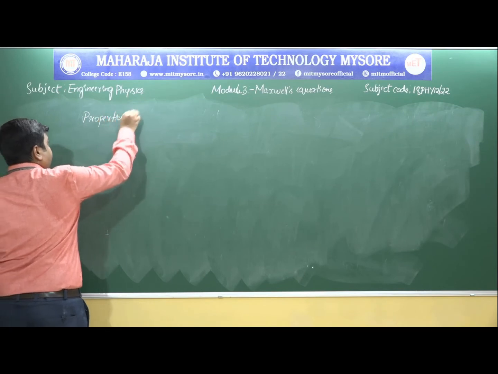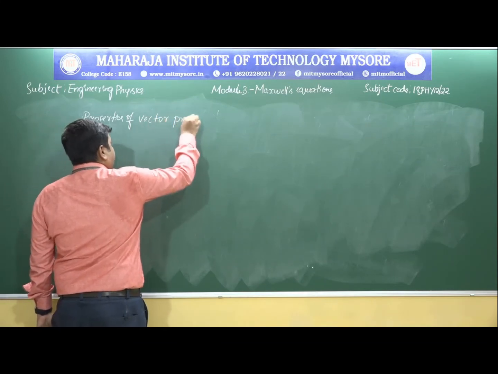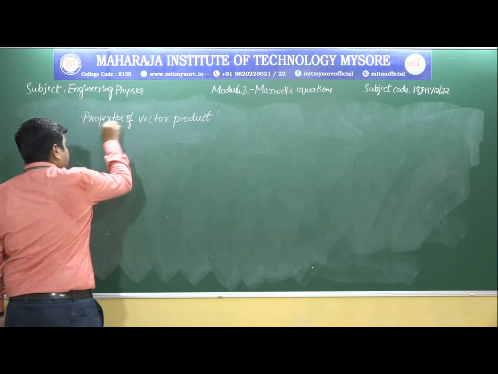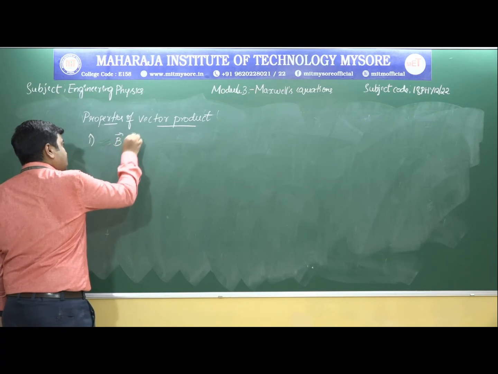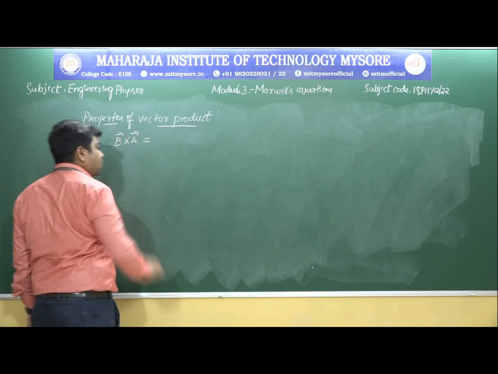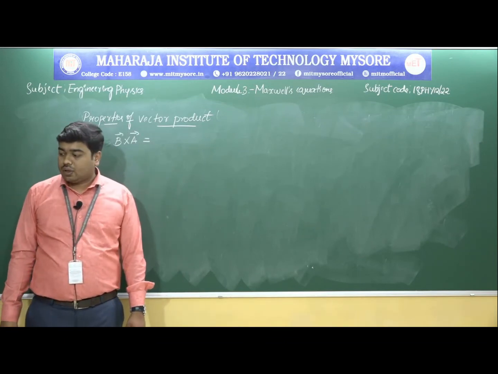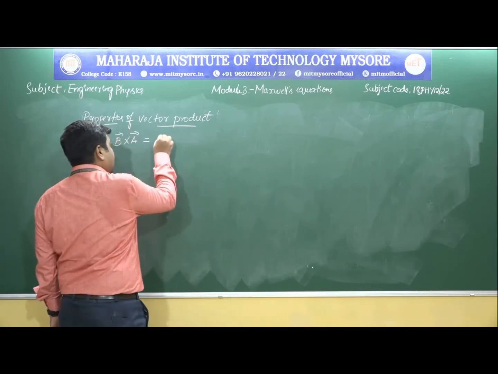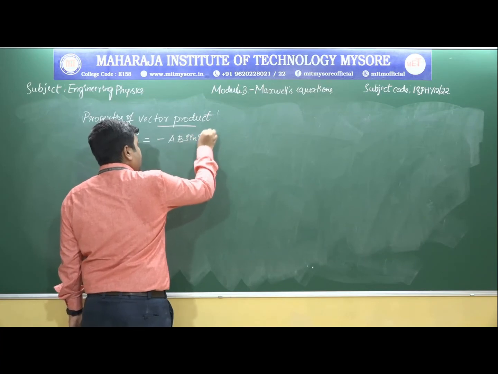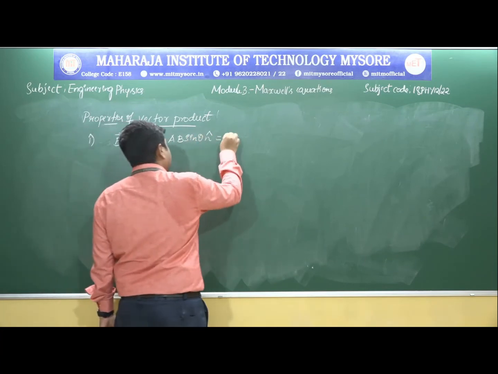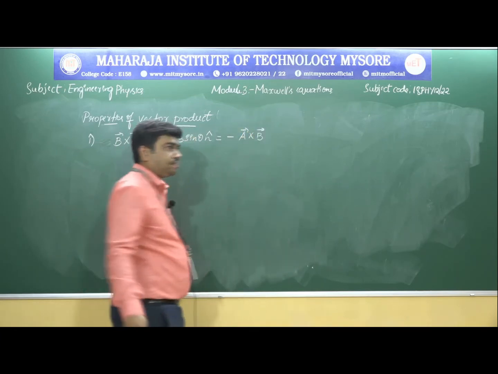Properties of vector product. Vector B cross vector A. Now, usually we take the product of A cross B. Here, what happens if we take the product of B cross A? So, B cross A becomes minus AB sin theta into n cap, or else it can be written as minus of vector A cross vector B.